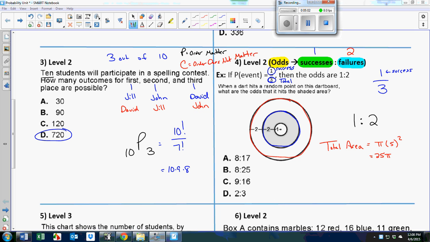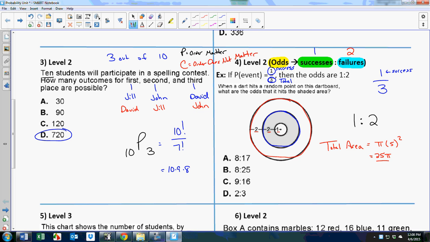The red circle represents the total dartboard area, and its radius is 2 plus 2 plus 1. Its radius was 5. So the total area is 25 pi. Now we need to find the shaded area. So the shaded is this donut area, which I will find by finding the blue area, the side edge, radius 2 plus 1, radius of 3. 3 is your radius, pi times r squared.